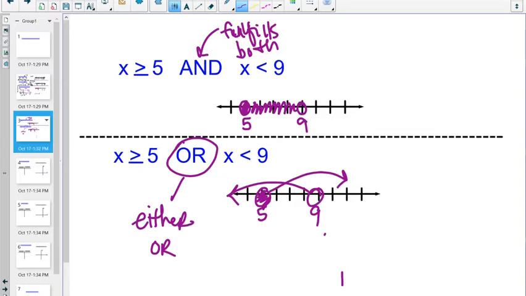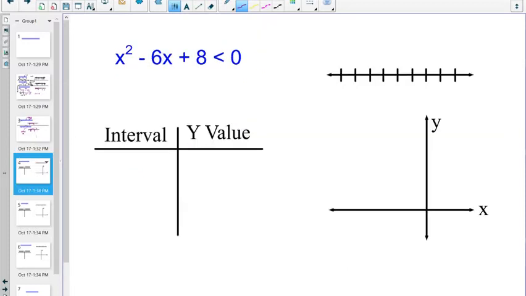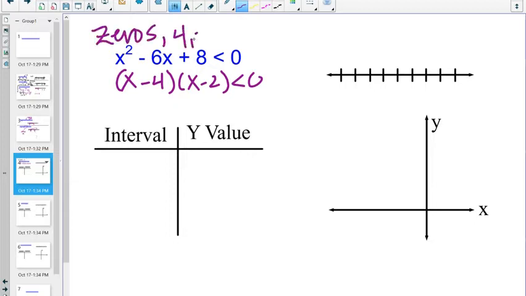All right, so here's where we get into when things get a little more tricky and we're talking about quadratics. So first thing I'm going to do actually is I'm going to factor this. So I'm looking at factors of 8 that add to negative 6. So x minus 4 and x minus 2 less than 0. And so that less than means I'm going to use open circles. And I always think, what are my zeros? My zeros in this case are 4 and 2.